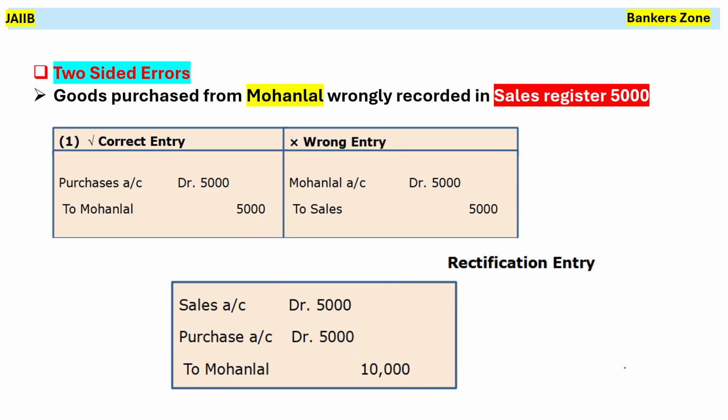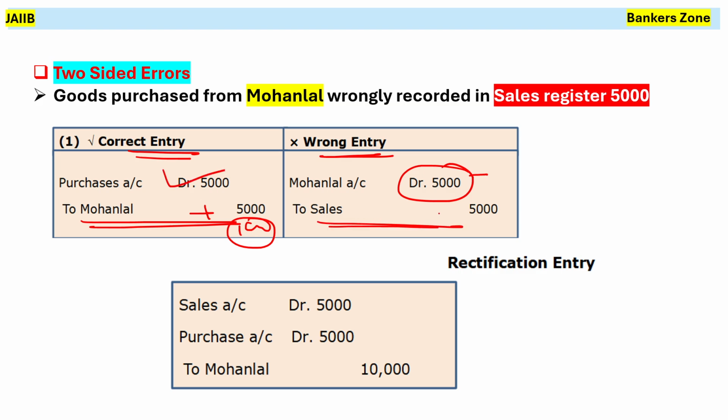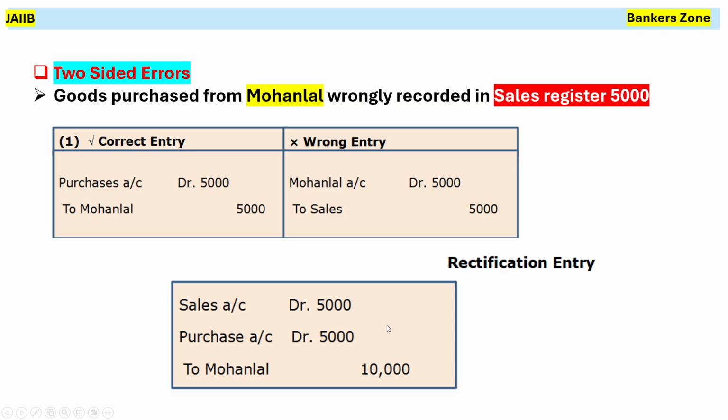So in that way you have to compare. Simply write down first what is the correct entry, then write down what is the wrong entry, then just nullify it. Ideally Mohanlal should have a 5,000 balance, but it is already having minus 5,000, so we will credit it by another 5,000, so 10,000 will be there. Then purchase account debit should be there, so we have taken that, but the sales account should not be credited, so we will debit sales again by 5,000. In that way you have to do the entry.